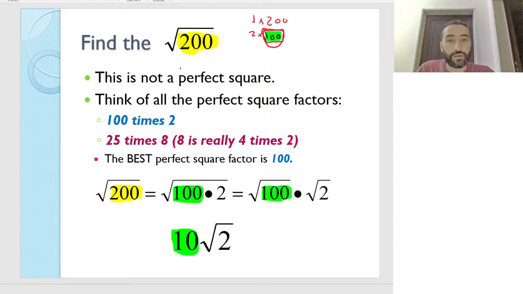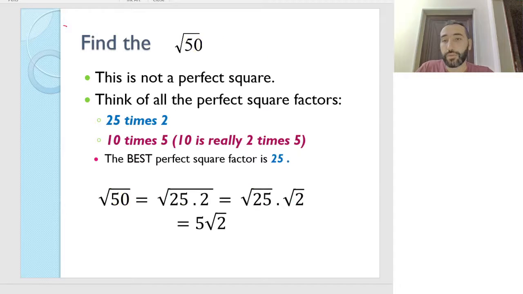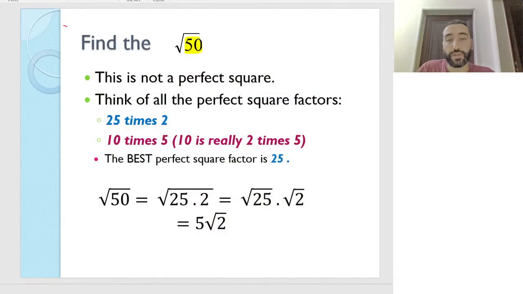طيب, so I'll take another example. More and more examples: radical 50. خلينا نشوف هيدي ال 50, how do we write it? Okay, يعني بدنا نلاقي البرفكت سكوير روت لل 50. يلا. So 50: 1 times 50 is 50. 2 times 25 is also 50. But 25 is a perfect square, so I stop. 25 is a perfect square.